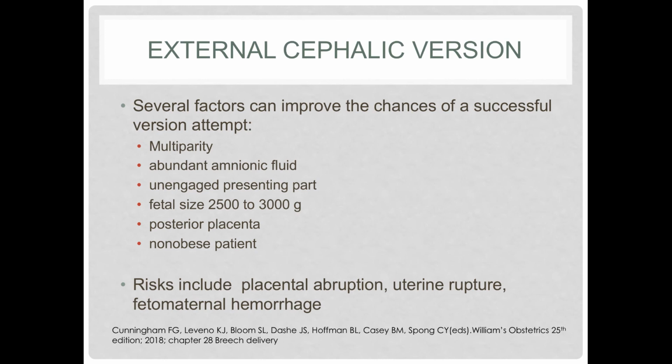Several factors can improve the chances of a successful version attempt, and these are the following. If the patient is multiparous, if the patient has abundant amniotic fluid, if the presenting part is unengaged, if the fetal size is 2,500 to 3,000 grams, so not too small and not too big, if the placenta is posteriorly located, and if the patient is not obese. The risks for external cephalic version include placental abruption, uterine rupture, and fetal-maternal hemorrhage, and these risks should be known to the patient before doing this procedure.